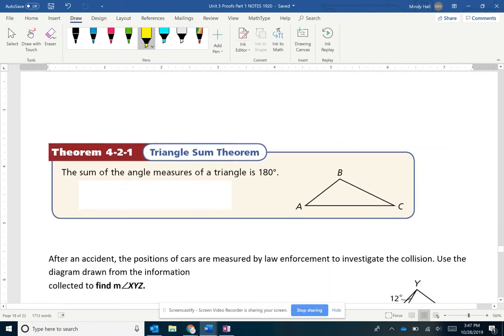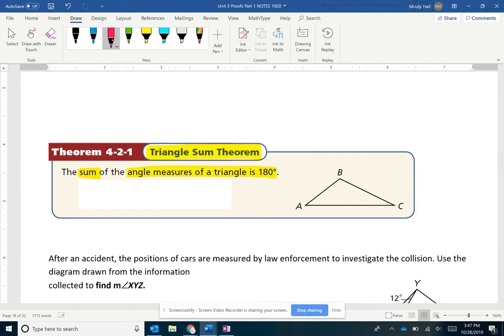So we are going to start with the triangle sum theorem. This theorem tells us that the sum of all of the angle measures inside of a triangle is 180 degrees. So if we were to look at this triangle, I could say angle A plus angle B plus angle C equals 180 degrees because I would need all three of those angles.